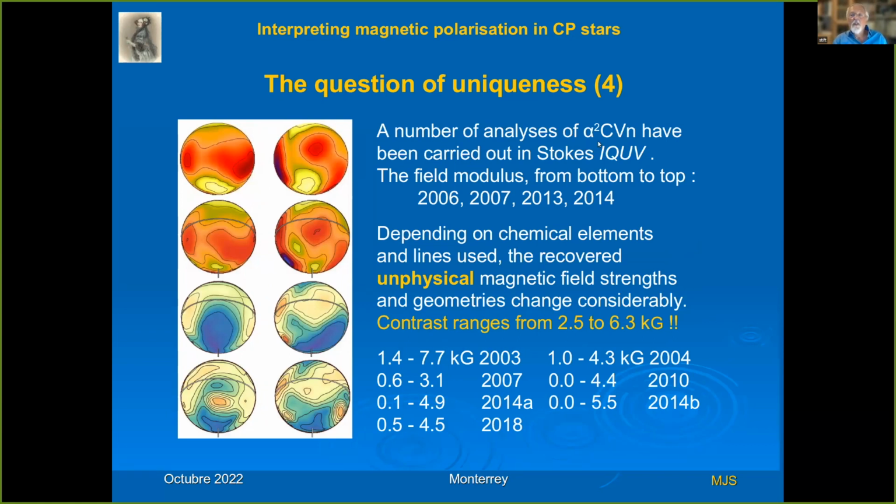Then Alpha 2 Canum Venaticorum, it's the same. And there the field modulus again at 4 different times. And there again, just look at these lower ones. Again, the magnetic field strengths and the geometries are unphysical, but you still get a good fit to the Stokes parameters. And just look at the contrast, you have a contrast that ranges from 2.5 to 6.3 kilogauss. I wouldn't dare to say that there's anything like a unique model.